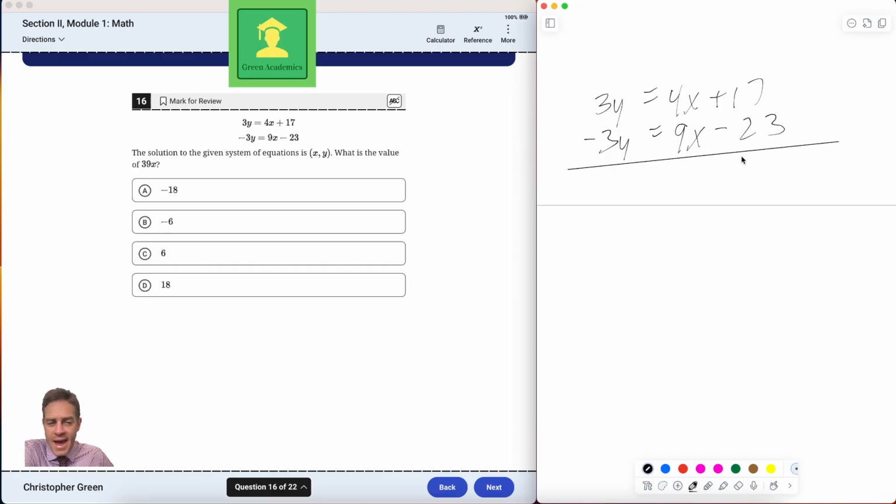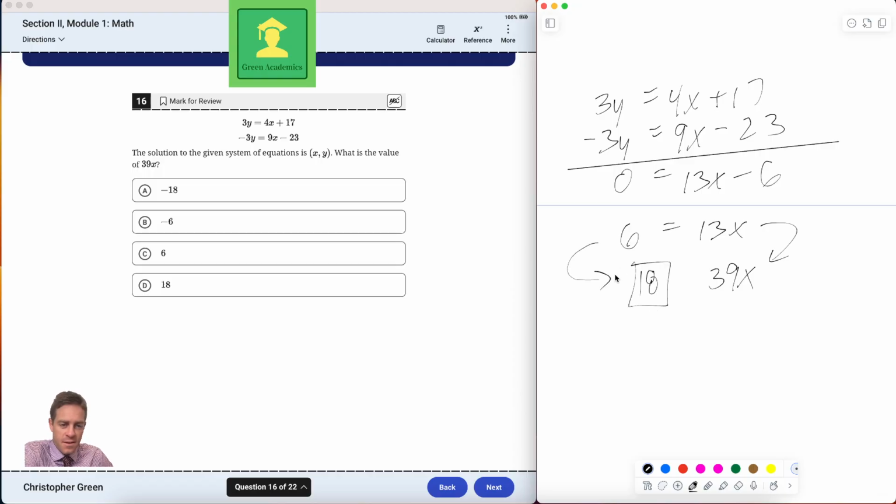If you simply add the expressions on top of each other, you're looking at 0 equals 13x minus 6. And then put the 6 on the other side, you get that 6 is 13x. Now, conveniently, it's asking you for 39x, but 39x is just triple 13x. So the answer is just 18.